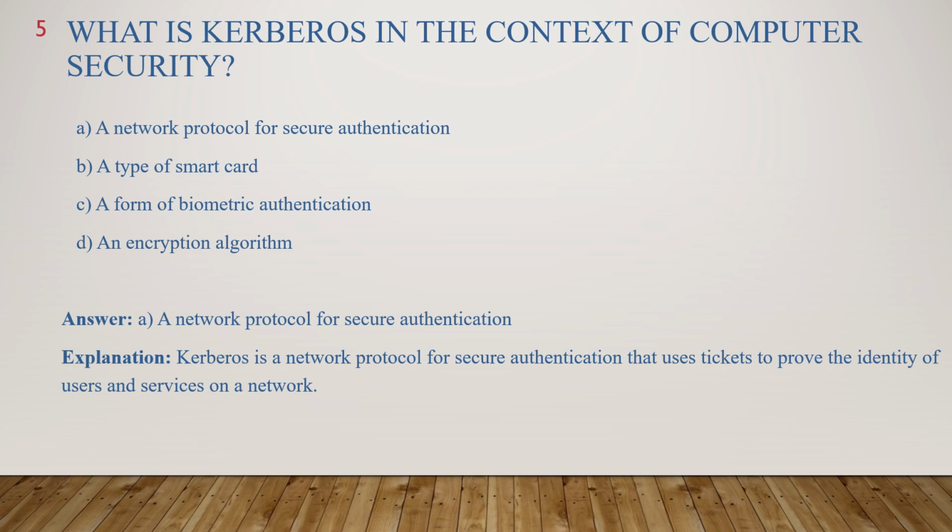Why others are incorrect? B. A type of smart card. This is incorrect because Kerberos is not a physical device like a smart card, but rather a network protocol. C. A form of biometric authentication. This is incorrect because Kerberos does not rely on biometric data for authentication, but rather uses secret key cryptography. D. An encryption algorithm. This is incorrect because while Kerberos does use encryption for secure communication, it is not just an encryption algorithm, but a complete network protocol for secure authentication.